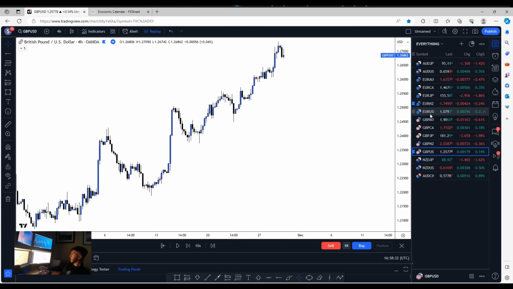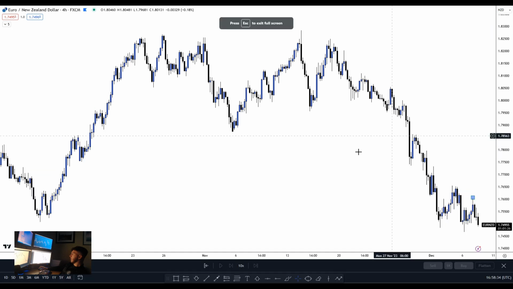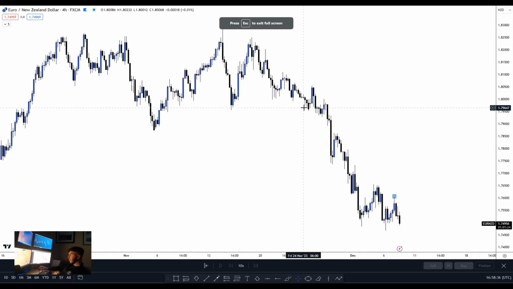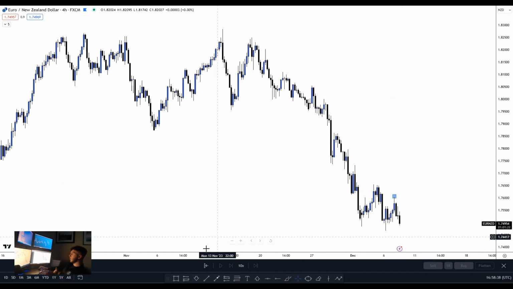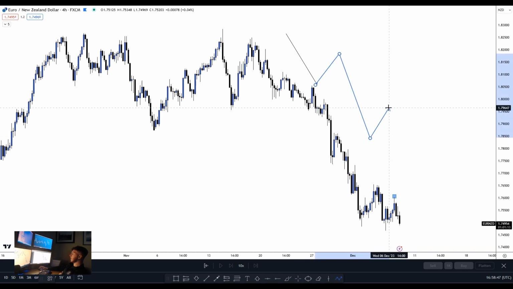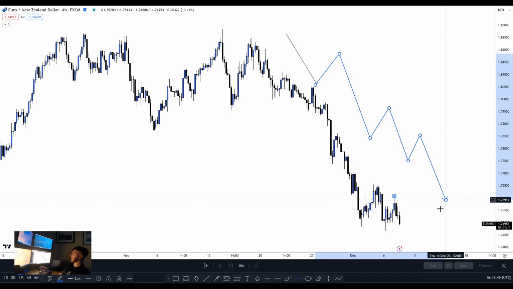If we look at a different example, sorry, that's the wrong button. What we could see is something, for example, like Euro New Zealand dollar at the minute. Exact same as GU. GU was pushing up. EN is currently pushing down. How do we know price is pushing down? Because literally, look, if I do this, price is literally pushing down like so.